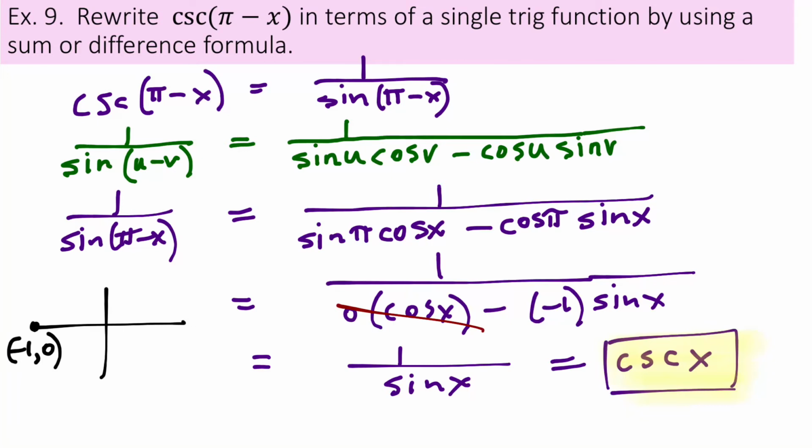So you might wonder if this is something that's always going to be the case, because if we started out with the cosecant, you're always going to end up with the cosecant. No, that was just a coincidence of the fact that we were working with pi here. All right, so it really is not always going to be the cosecant of x. You have to work through the problem.